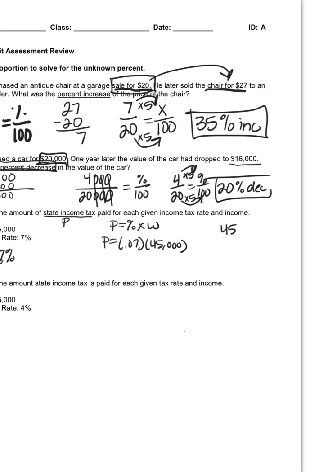So I'm going to have 45,000 times 0.07. You do not have to line up your decimals when multiplying. 7 times 0 is 0. 7 times 0 is 0. 7 times 0 is 0. 7 times 5 is 35. 7 times 4 is 28, plus 3 more is 31. I have 2 place values, 1, 2. So part is equal to $3,150. That's how much tax we owe.